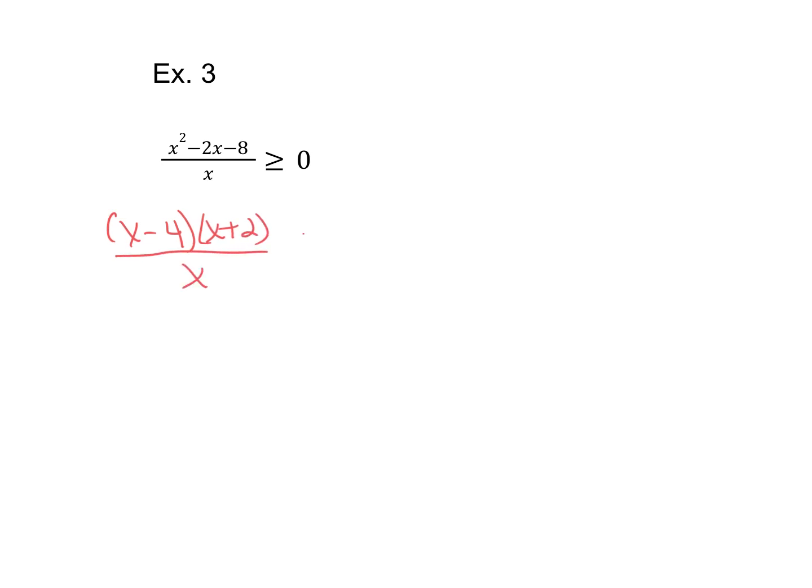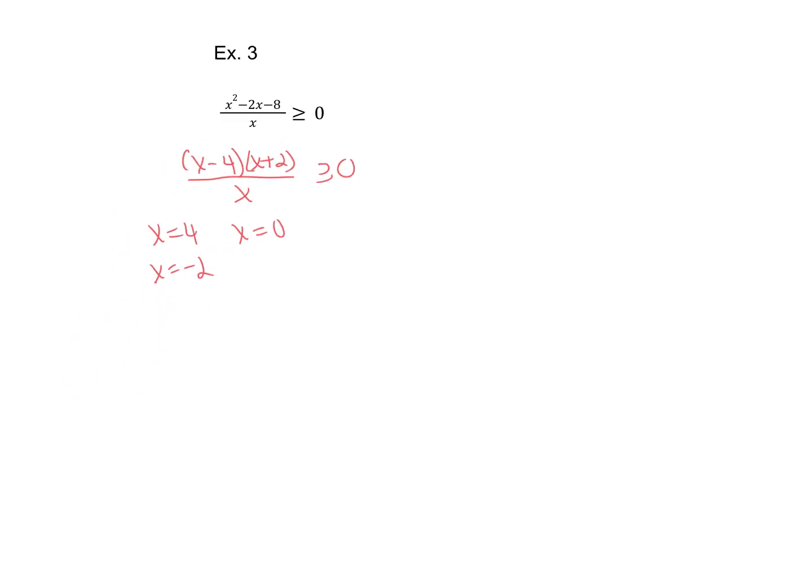Okay, so let's take a look here at our last example. We have x squared minus 2x minus 8, so let's go ahead and factor that. We would have (x minus 4)(x plus 2) over x greater than or equal to 0. So we don't need to find any common denominators with this one. If we set our numerator equal to 0, we would get x equals 4. We would also get x equals negative 2. And if we set our denominator equal to 0, we would get x equals 0.